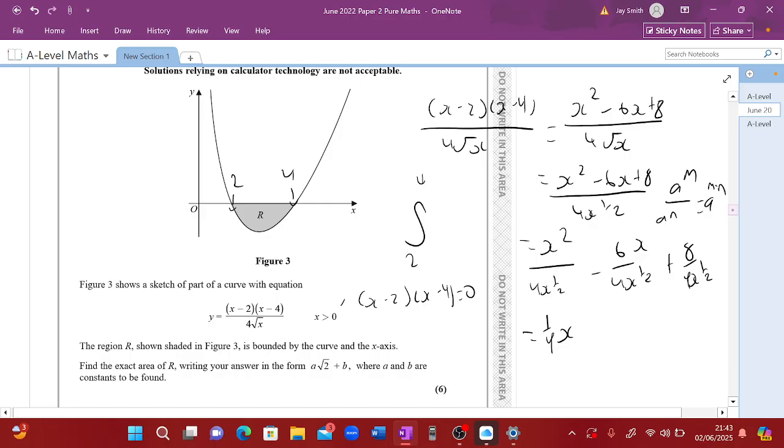I hope you should be fairly comfortable with that. I subtract the powers, so 2 minus a half is 3 over 2, giving a quarter of x to the 3 over 2. Minus 6 over 4, which is 3 over 2, of x to the half, since 1 minus a half is a half. And then 8 over 4, which is 2, x to the minus a half. And that is what I'm integrating: a quarter x to the 3 over 2 minus 3 over 2 x to the half plus 2x to the minus a half dx. Now that should be fairly manageable, right?